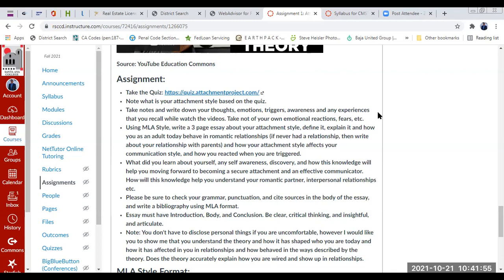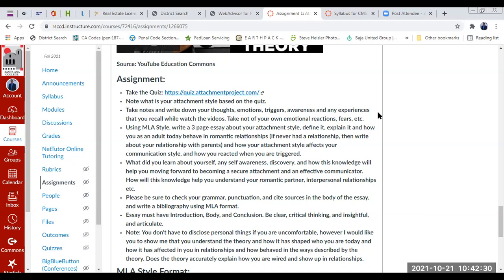And then the assignment is, using the MLA style, write a 3-page essay about your attachment style. Define it. I want you to define what your attachment style is. Tell me what it is. And then I want you to explain it, and how you as an adult today manifest or exhibit those behaviors and patterns of your attachment style, and how it has contributed to the challenges and obstacles in your romantic relationships.